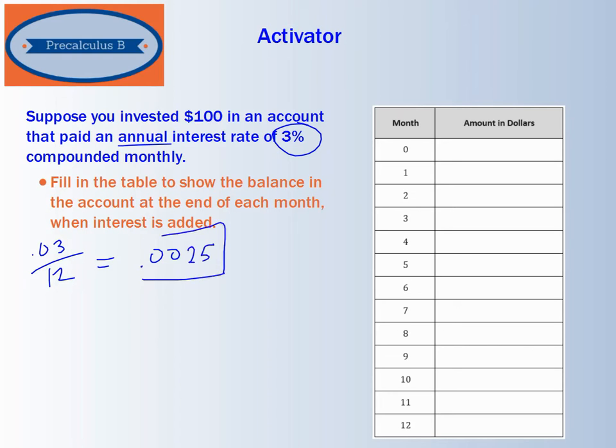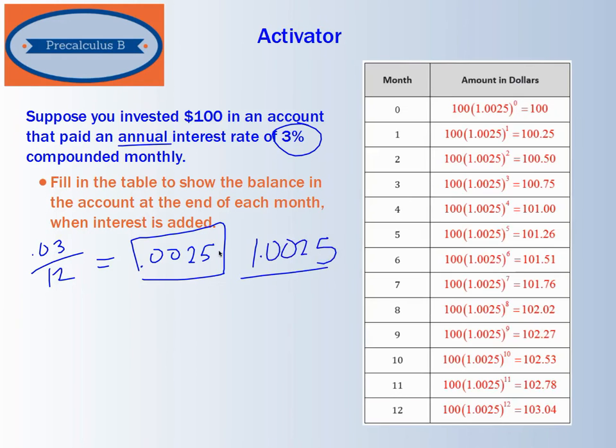So this is going to be what we would call our common ratio. So it would be 1.0025. We would multiply by this amount each month to eventually determine how much money they would have in their account each and every month. So we can then start with $100 and multiply by that 1.0025 raised to the number of months that have passed by to calculate the amount in the account.